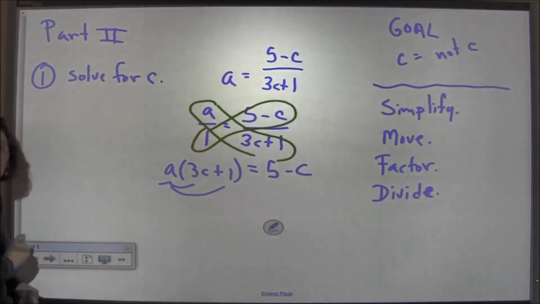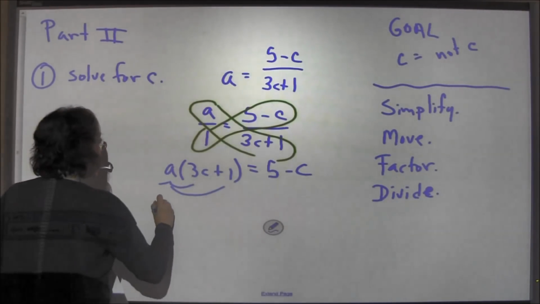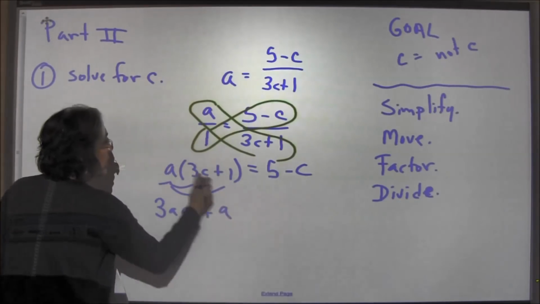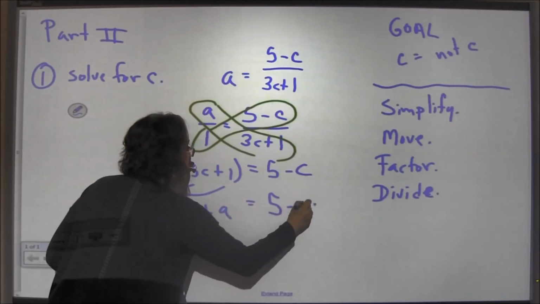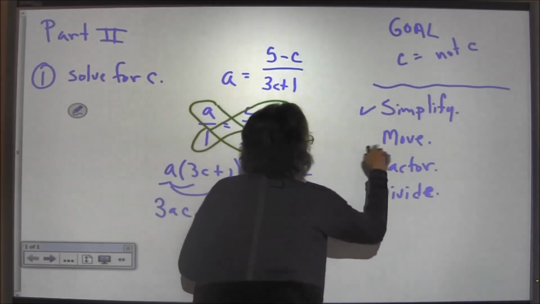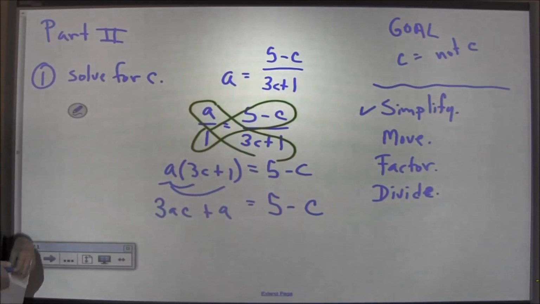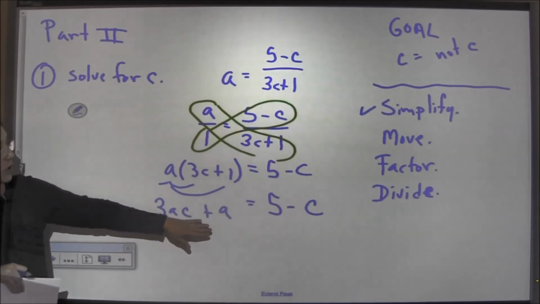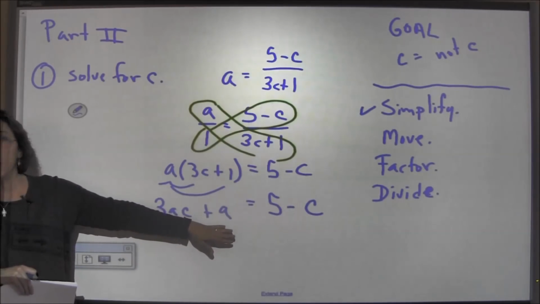So I'm going to multiply this out, and I get 3ac plus a equals 5 minus c. And so that's as simple as I can get that equation. So now I'm moving on to moving terms. I want to have c terms on one side, and any terms that don't have c are going to be on the other side.